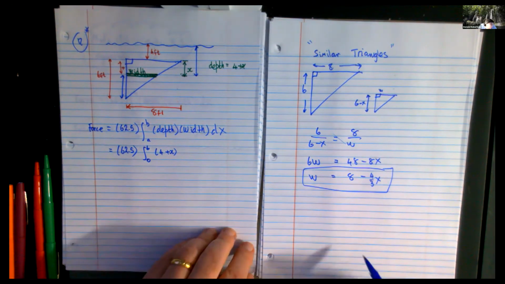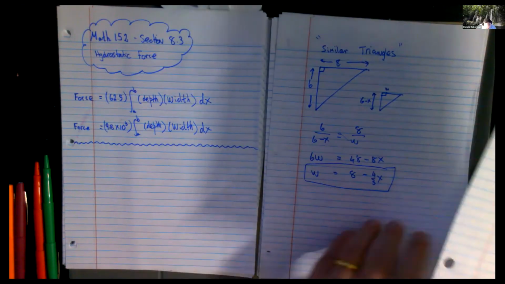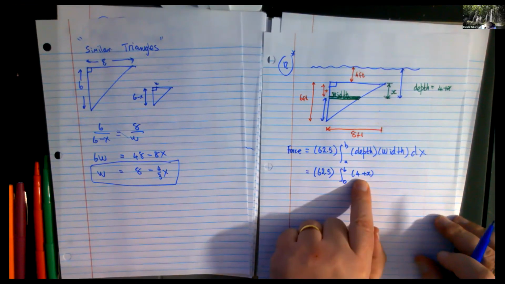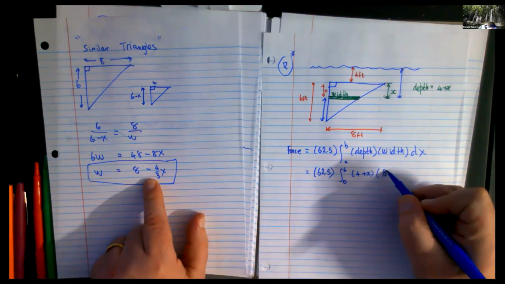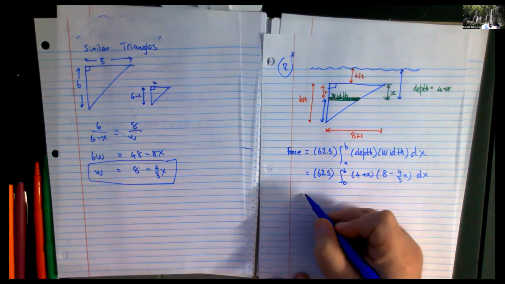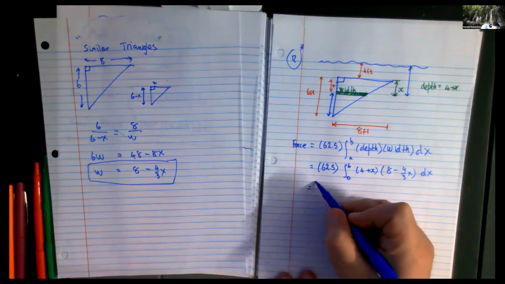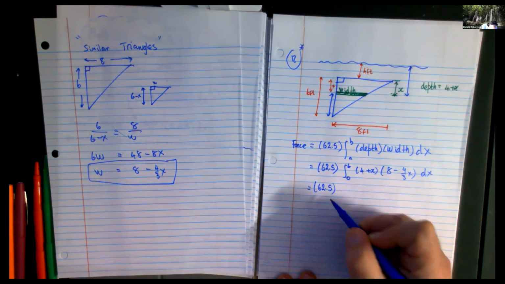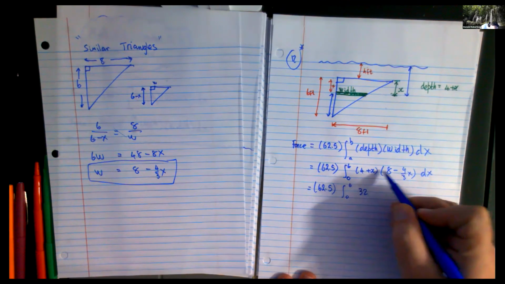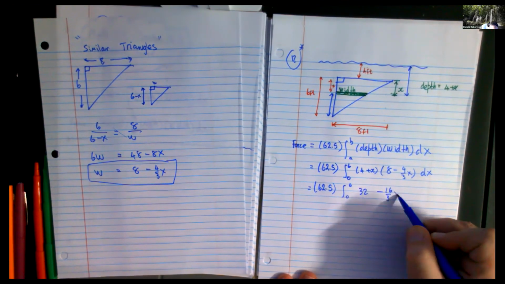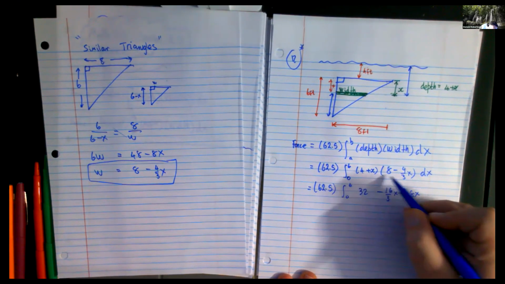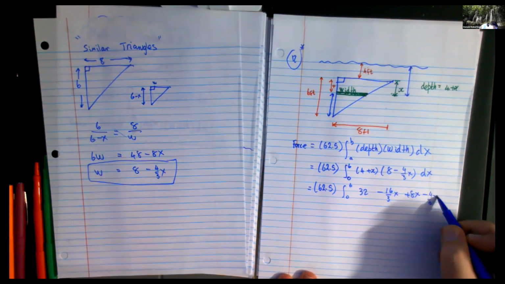So I can now go and put all the pieces together. I already got the depth, it was 4 plus X. I've just found out what the width is. It's 8 take away 4/3 X dx. Let's take it just a little bit further. So it's going to be the integral from 0 to 6. That's going to get you 32 take away 16/3 X plus 8X minus 4/3 X squared.